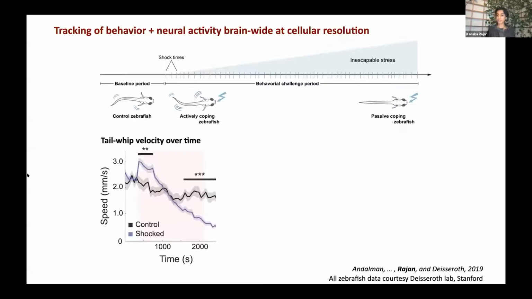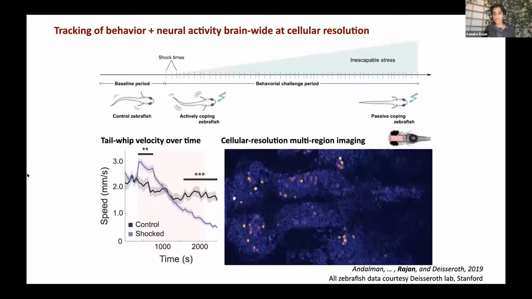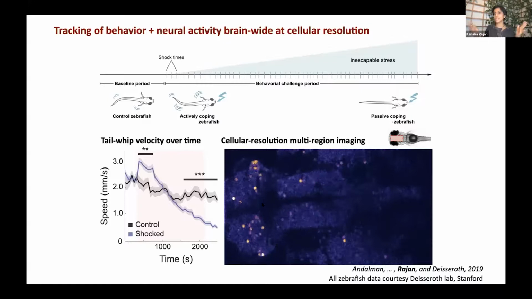And I've quantified that here for you. In blue is the shocked fish tail whips as a function of time, and in black is the control fish. And you can see those two epochs playing out in this pink bar here. There's an active coping phase, which involves an increase in this vigorous evasive movement, followed by something where it decreases below the control state. Now, the Dizeroth lab is essentially an expert in monitoring brainwide activity, and so that's what they end up doing in the larval zebrafish system. So different neurons in the brain of the fish, in fact the whole brain we have access to, they record activity from over this entire half hour, 45-minute experiment.